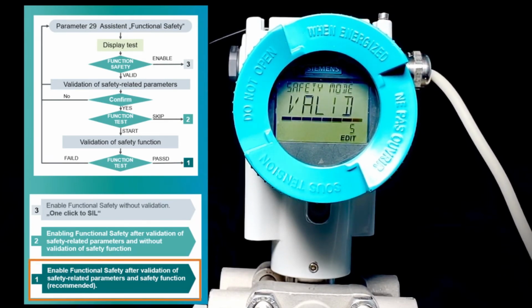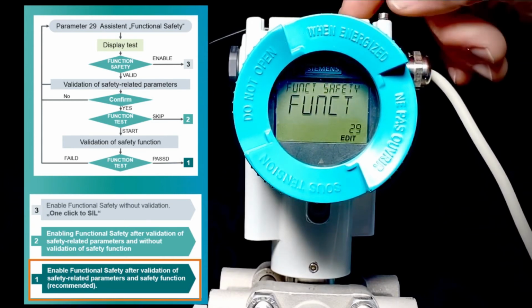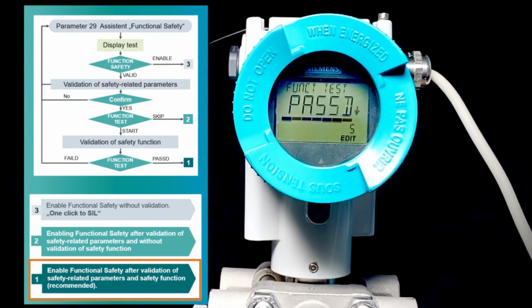Function Safety Function Test appears. If you have successfully validated the safety function, select Passed. The device is in the device mode, safety mode on. The display now shows Disable. The wizard can now be used to deactivate functional safety.